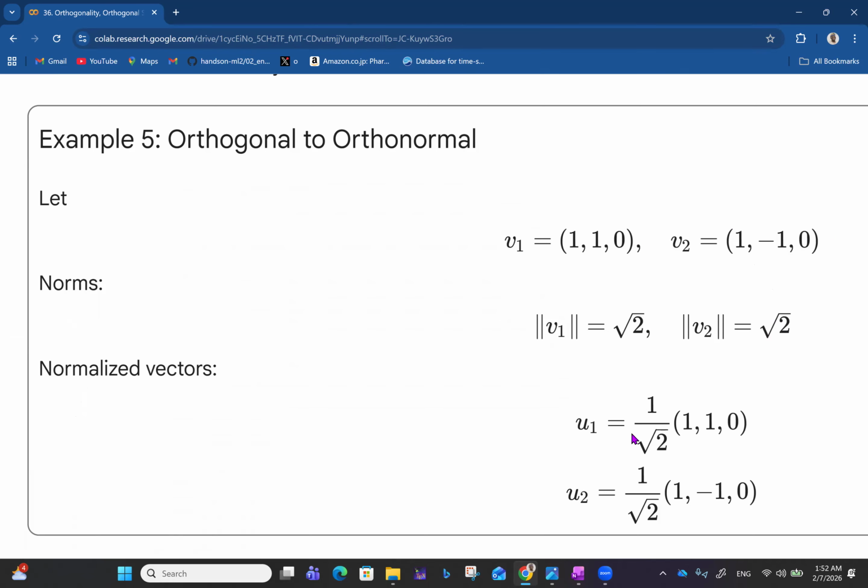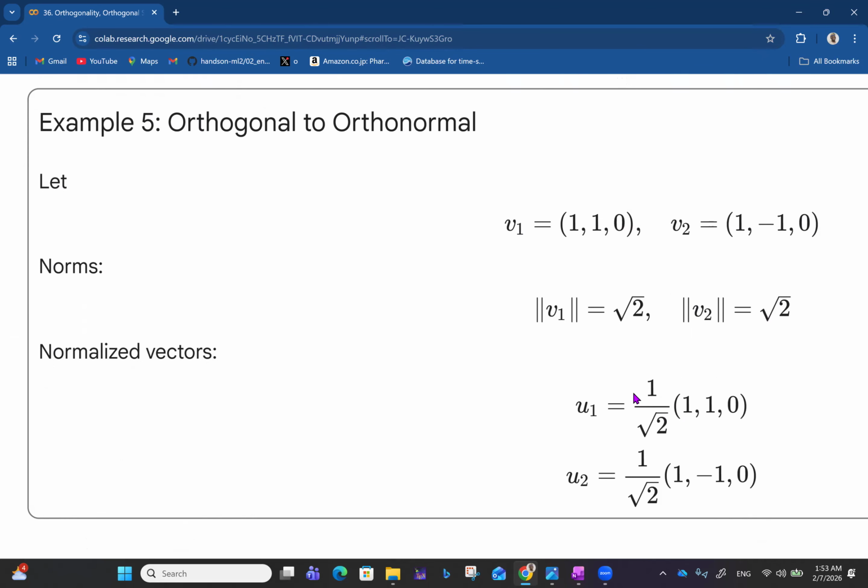So for the normalized vectors now, u1 will be 1 over root 2 times (1, 1, 0), and u2 will be 1 over root 2 times (1, minus 1, 0). Okay, so these are the normalized vectors. If you find the norm of u1 and u2, which have been normalized, you're going to get 1 in each case, right? So these two vectors, u1 and u2, now automatically form an orthonormal set. So an orthogonal set becomes orthonormal if you divide each vector by its norm, like that.